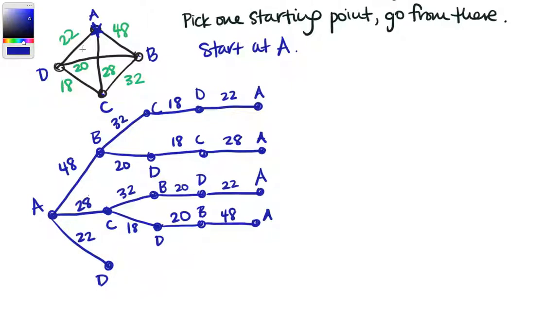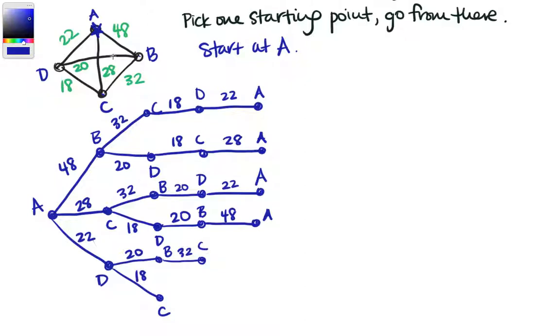And now our last branch down here, if we go from A to D, we've got two options. We can go over to B or down to C. If we go from D over to B, that weight is 20. From D down to C, that weight is 18. Now A, D, B. If we've gone from A to D to B, the only vertex left to visit is C. The weight of the edge from B to C is 32.